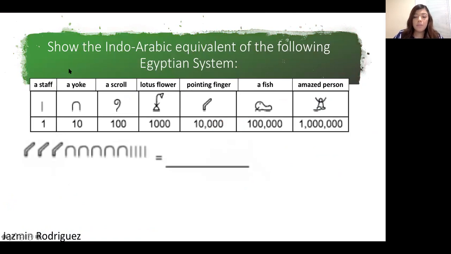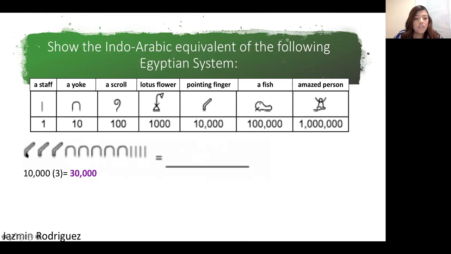Okay, for our next problem, they want us to show the Indo-Arabic equivalent of the following Egyptian system. So here we have created a table that demonstrates what each symbol represents in the Egyptian system. And then this is our problem that they give us, and they want us to give the equivalent here. So the very first thing that we're going to do is break down what they give us.